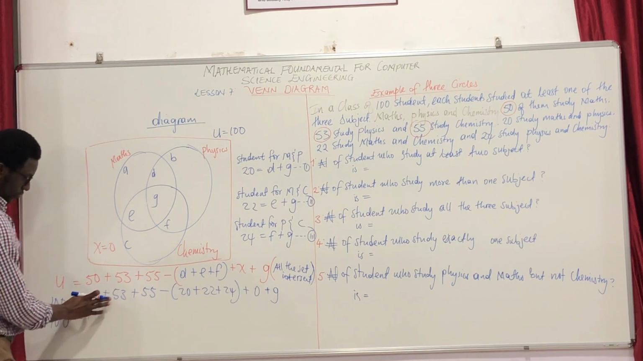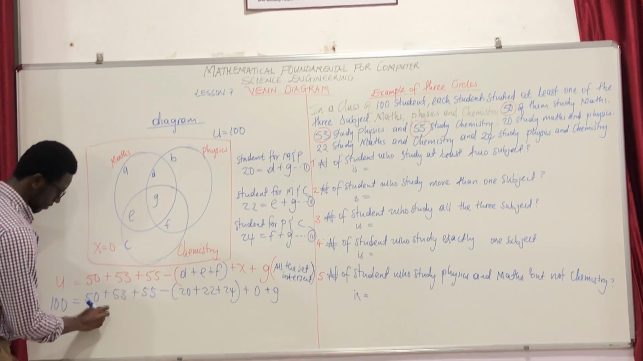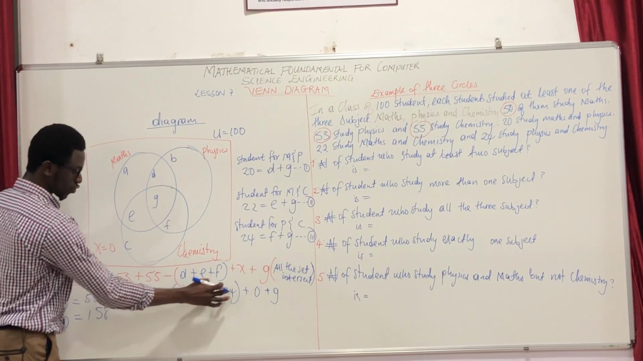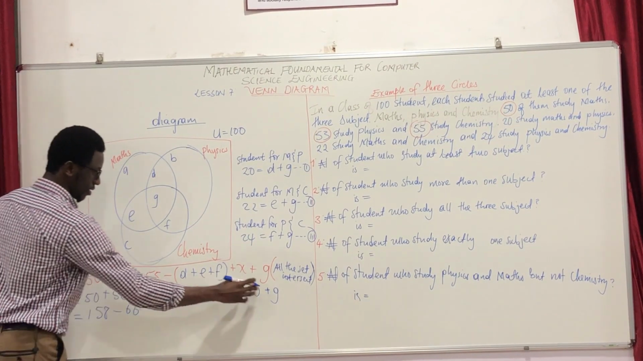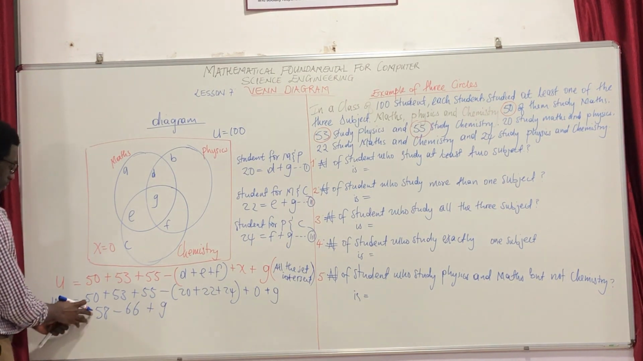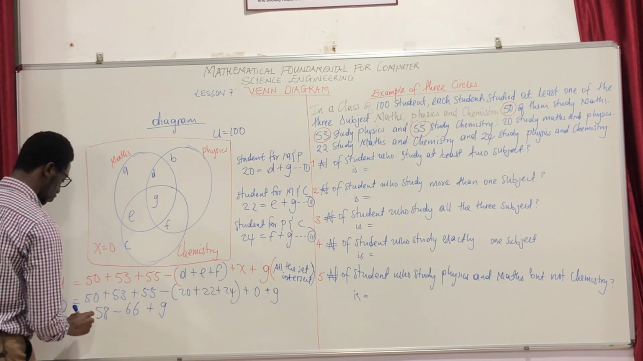So this, we'll add 50 plus 53 plus 55, which is 158. Then we subtract this one, 20 plus 22 plus 24, which is 66, plus G. So now we subtract 158 minus 66, which is 92.